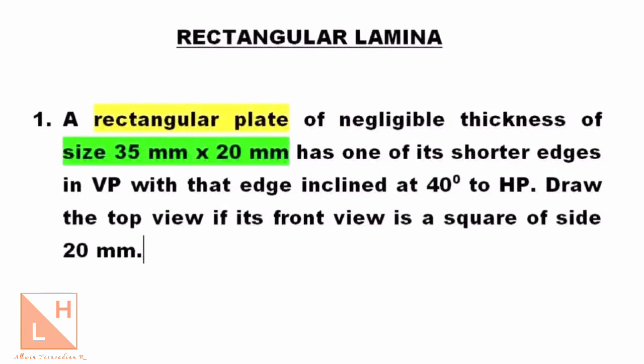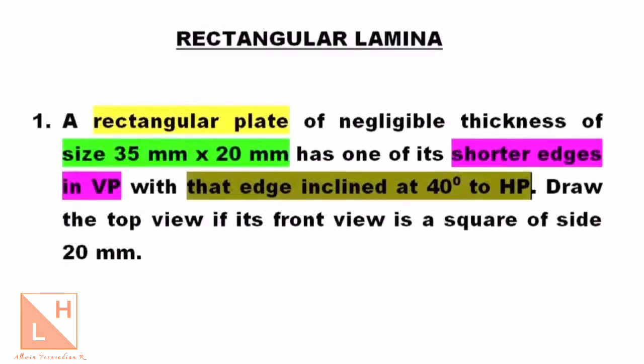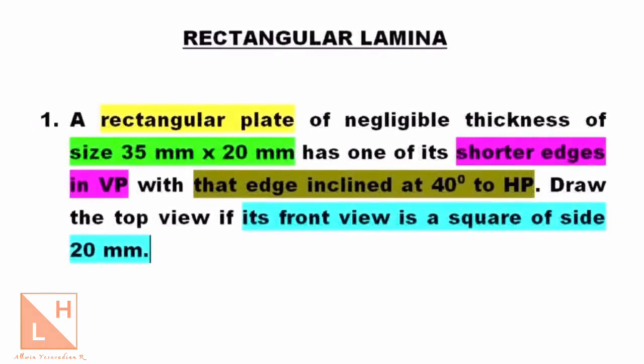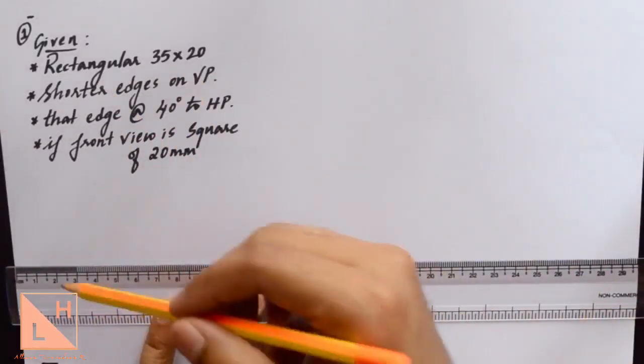The first thing you see here is a rectangular lamina of 35 by 20 mm. Shorter edge in VP. Note that the same edge is inclined at 40 degrees to HP. Now its front view looks like a square of 20 millimeters. These are the given data. Noting these data, let us see how to get the solution for this problem. So here we are, these are the given data. So first thing we'll do is draw an XY line.